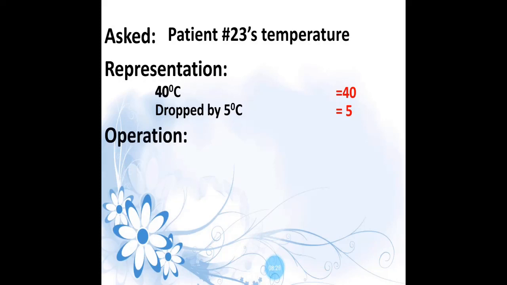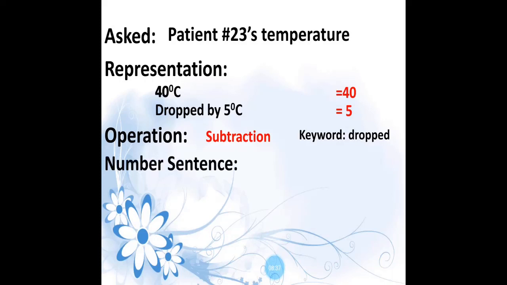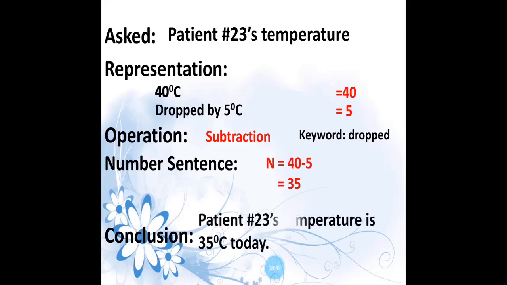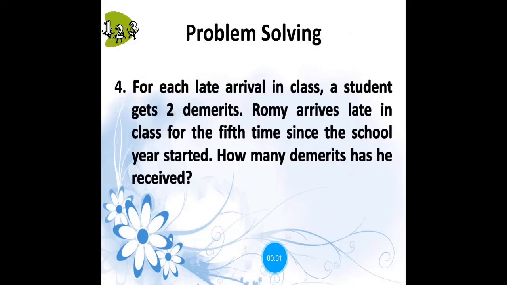So, the operation to be used will be subtraction. Keyword there is "dropped." So, the number sentence will be 40 minus 5. So, that would be 35. The conclusion will be: patient number 23's temperature is 35 degrees Celsius today. Is that clear? Let's have number 4.